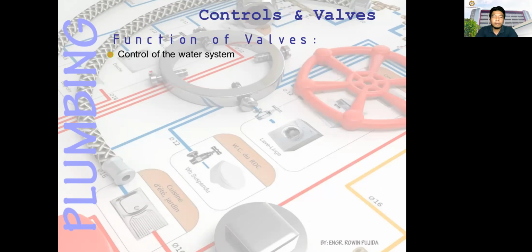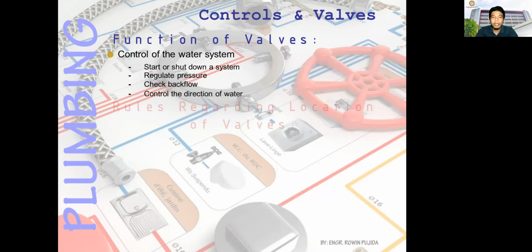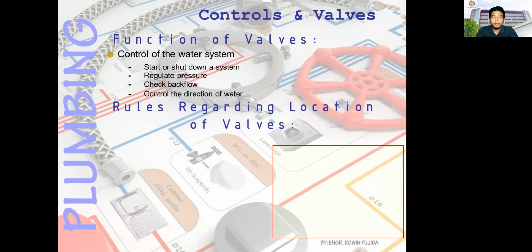Next, we have the control valves. Their functions are to control the water system, start or shut down a system, regulate pressure, check the backflow, and control the direction of water. So those are the functions of the valves. There are, I think, 6 types of valves. And then the rules regarding location of valves.